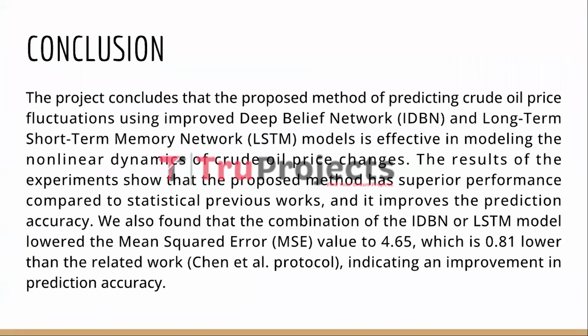Finally, the project concludes that the proposed method of predicting crude oil price fluctuations using the improved deep belief network and the long short-term memory network model is effective in modeling the non-linear dynamics of crude oil price changes. The results of the experiment show that the proposed method has a superior performance compared to previous statistical works, and it improves the prediction accuracy. We also found that the combination of IDBN and LSTM model lowered the mean square error value, and gives the most accuracy when compared to the ARMA model.